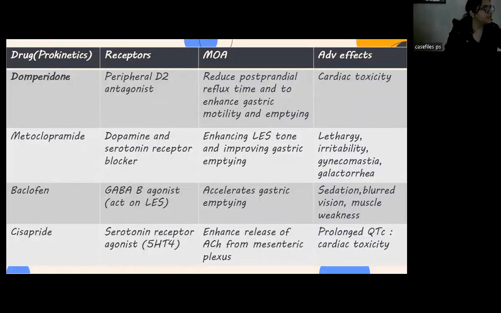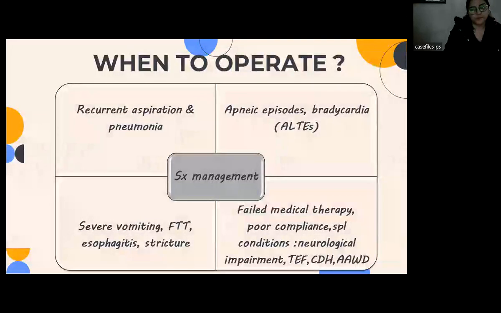Initially cisapride was used, now we don't use it anymore. Currently, the most commonly used drugs are metoclopramide and domperidone, which both help in enhancing the lower esophageal tone and improving the gastric emptying, and thus decrease the reflux.